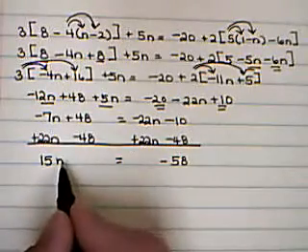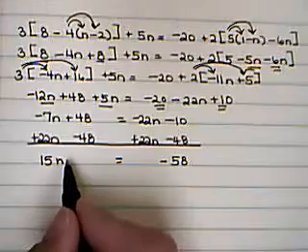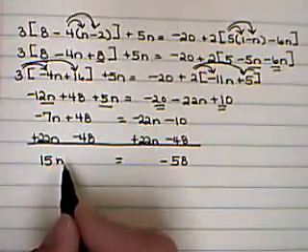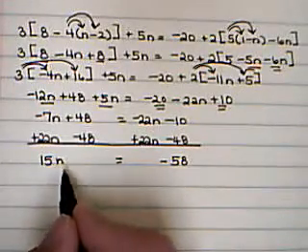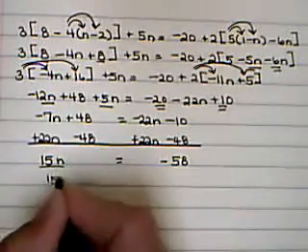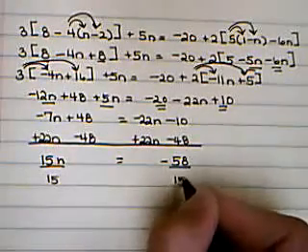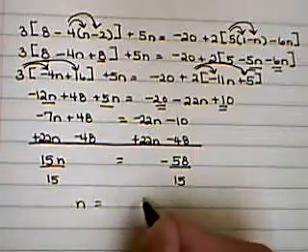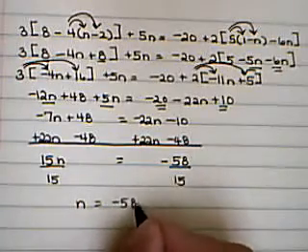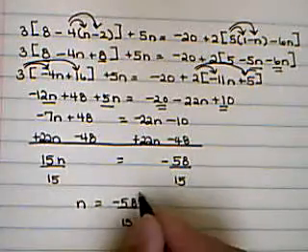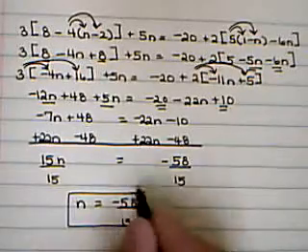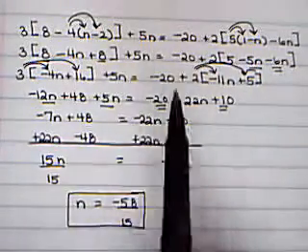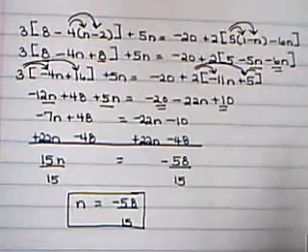And again, we have to be able to solve for our variable individually. So to eliminate this positive 15 being multiplied, we have to divide both sides by positive 15. So n is equal to a negative 58/15, and that is our solution. And if you wanted to check this, you could substitute back into the original equation, and the equation should balance out.